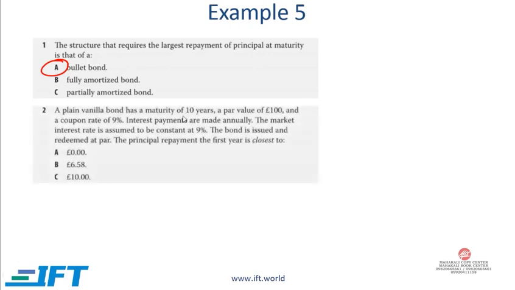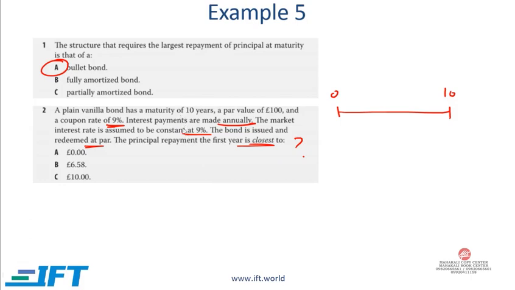A plain vanilla bond has a maturity of 10 years and a coupon rate of 9%. Interest payments are made annually. The market interest rate is assumed to be constant at 9%, and this is something we'll talk about in more detail later. The bond is issued and redeemed at par. The principal repayment in the first year is closest to what?